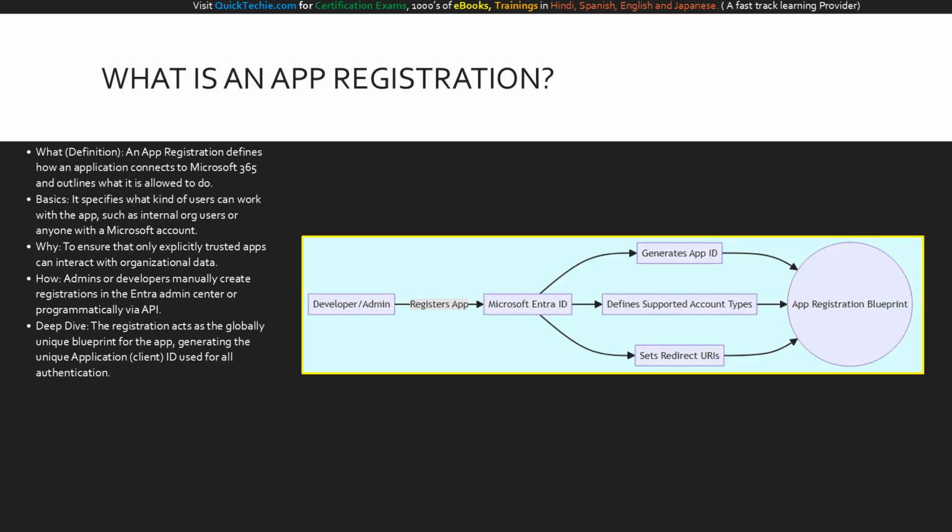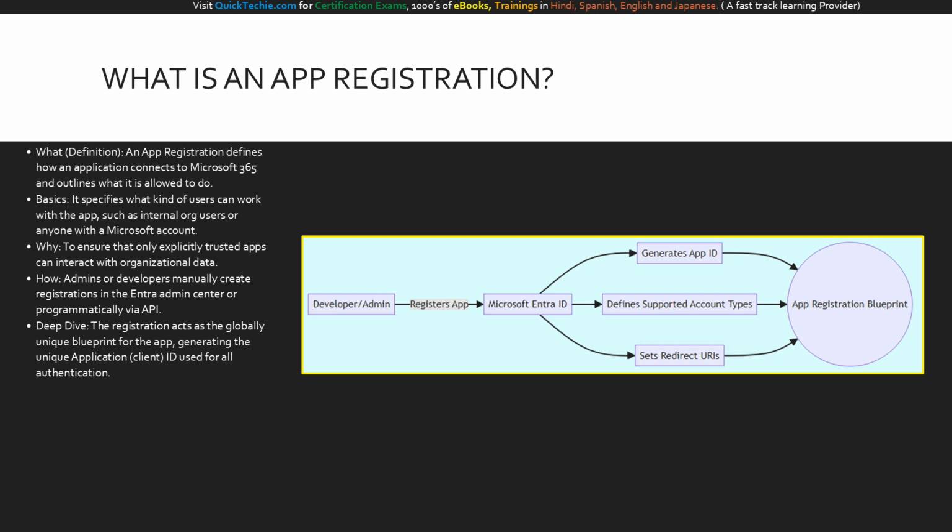So, what exactly is an app registration? An app registration is essentially the blueprint that defines how an application connects to Microsoft 365 and outlines exactly what that application is allowed to do. When you register an app, you are defining its core parameters. For instance, you specify what kind of users are allowed to authenticate with it. Is this an internal tool only for your organization, or is it a multi-tenant app open to anyone with a Microsoft account?